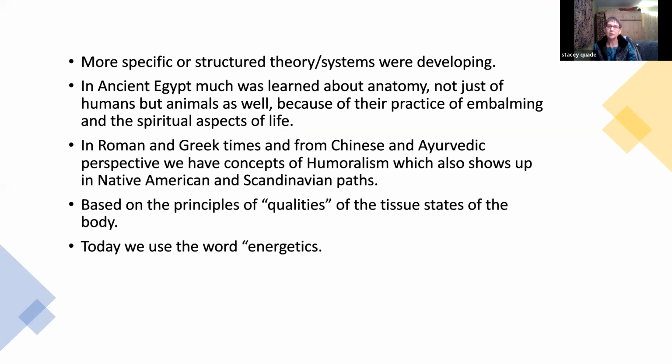In the ancient Egypt days, much was learned about anatomy, not just for humans, but for animals, because they were dissecting and embalming and learning about the organ systems and the way that the bodies were put together. And this was also a big piece of their spiritual life. So there was no separation between this physicalness and the spiritual aspects of this process. They used lots of herbs, again more like the spices and oils and resins, to do a lot of their practices.